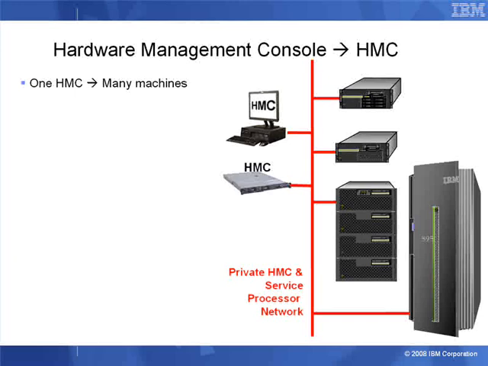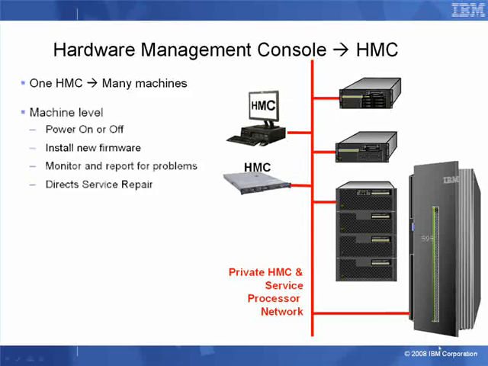This network is not to be used for any other purpose. A single HMC can be connected to up to 32 different machines. And it's quite common to have a pair of them so that we can do repair or fixing at one particular HMC and we can use the other one in the meantime.